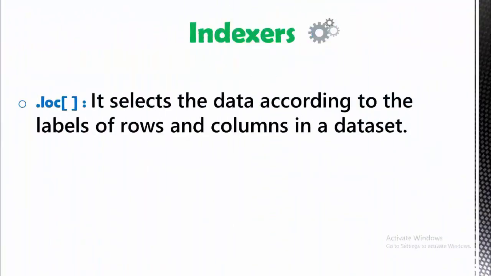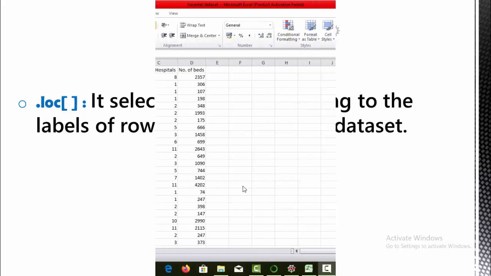Now the second indexer which we are going to use in order to perform the selection operation is .loc. This indexer selects the data according to the labels of rows and columns in a data set. This is quite different compared to the first indexer which we have seen. Here we need to pass the labels instead of positions, or we can say numeric indexes. So let's see how to implement it practically.